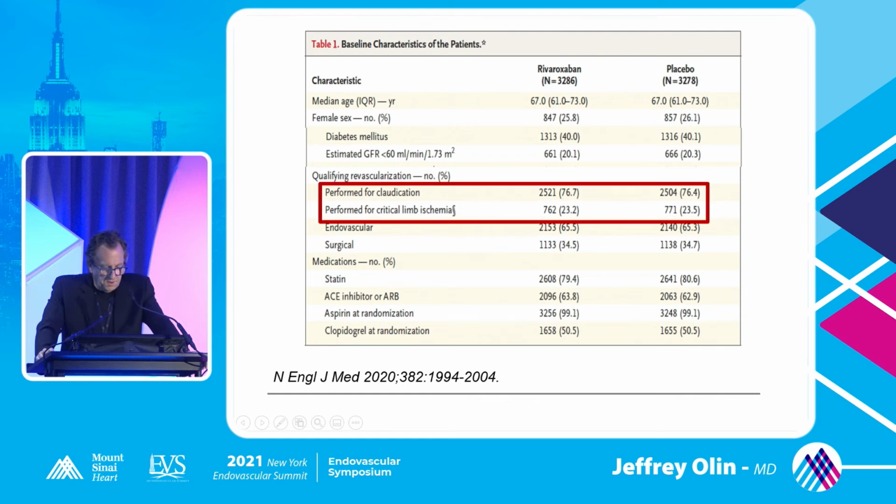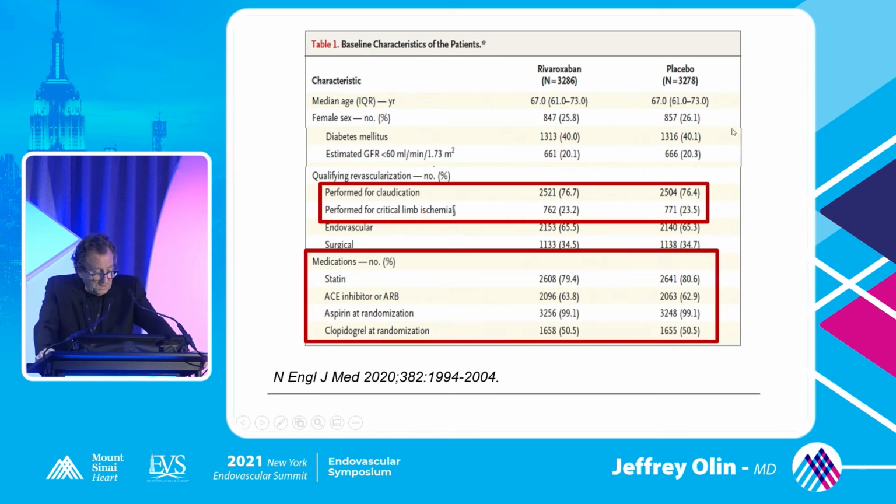And what you see here is that 77% of all patients had intervention for claudication, and 23% for critical limb ischemia. These were a very well-treated medical group. This was part of the design of the study, that they had to be on a statin, ACE inhibitor, and aspirin, and it was up to the practitioner whether or not they were on clopidogrel for some period of time, but it was strongly encouraged that the clopidogrel be stopped after a month and definitely by 3 months.